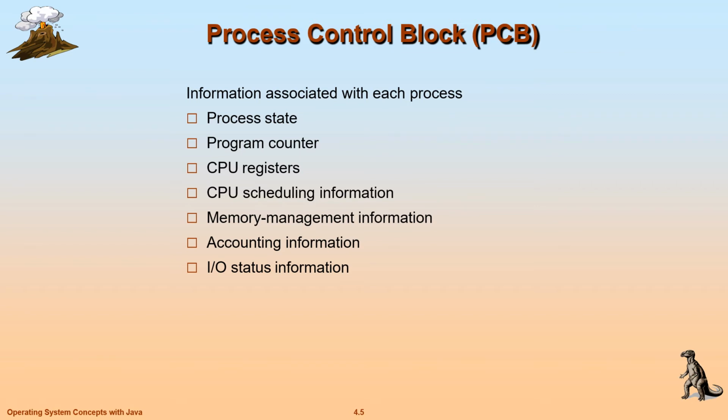And the last one, IO status information. This is information regarding IO devices: the total number of open files, the IO devices allocated to a particular process, how many IO devices are allocated to a particular process, and how many are open. All this data will be stored in a process control block. So it is like a repository; any information of a particular process is available in this PCB.